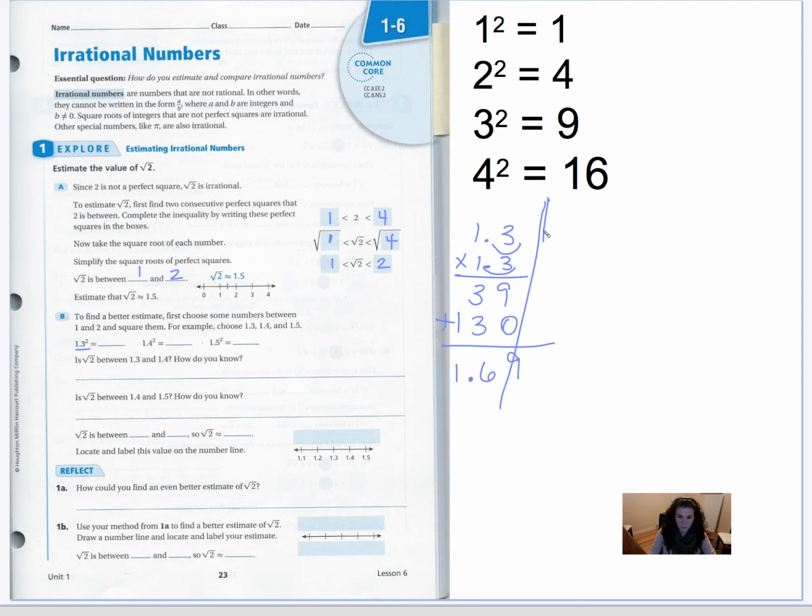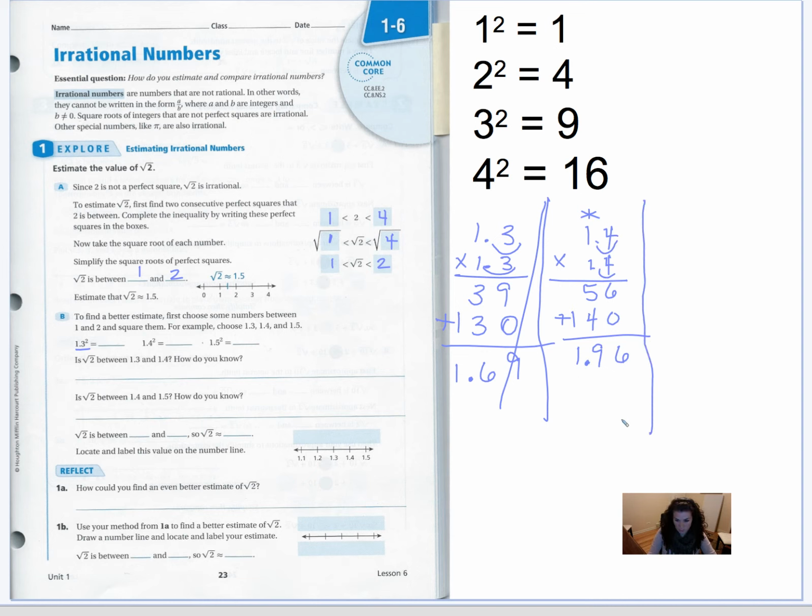Okay, working a little faster, we'll try 1.4 squared. 4 times 4 is 16. 4 times 1 is 4, plus 1 is 5. Put the 0. Let me cross that off so I don't forget that that was from my last problem. Now 1 times 4 is 4, and 1 times 1 is 1. Add these up. Move the decimal 1, 2 spaces. So it'll be about 1 96/100ths.